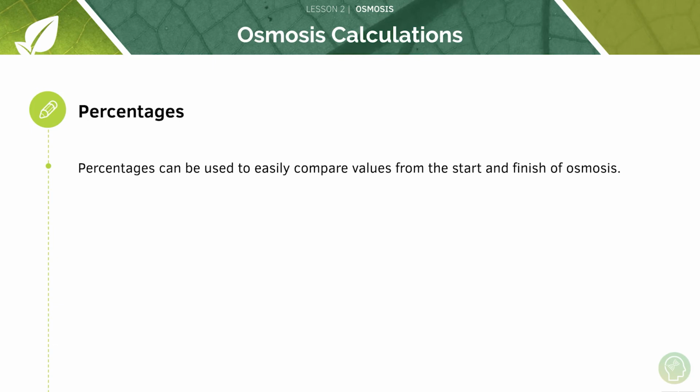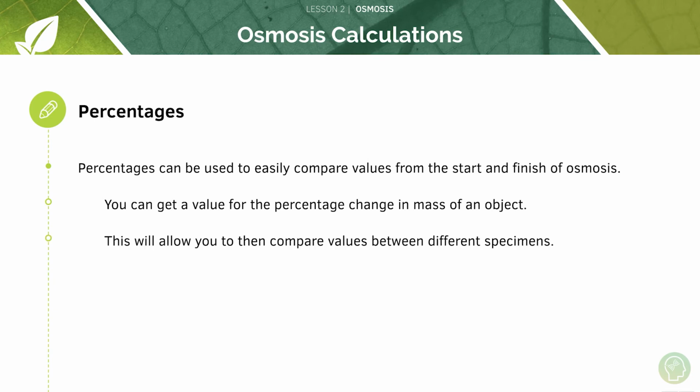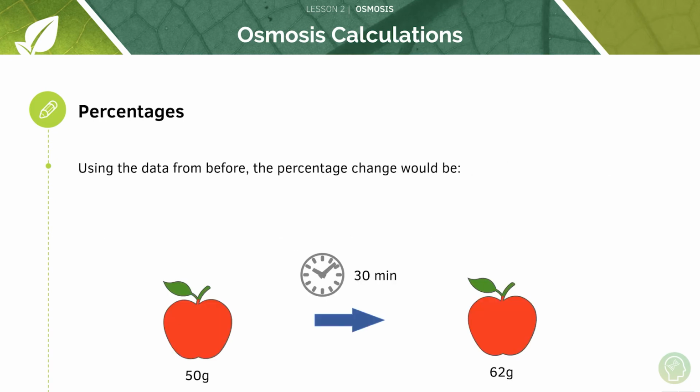Okay, so we'll now look at percentages. So percentages can be used to easily compare values from the start and finish of osmosis. And this will therefore allow you to compare values between different specimens, for example. So let's have a look at an example here. We're going to have a look at the same data from before. So we have our same apple going from 50 grams to 62 grams. We want to calculate the percentage change.